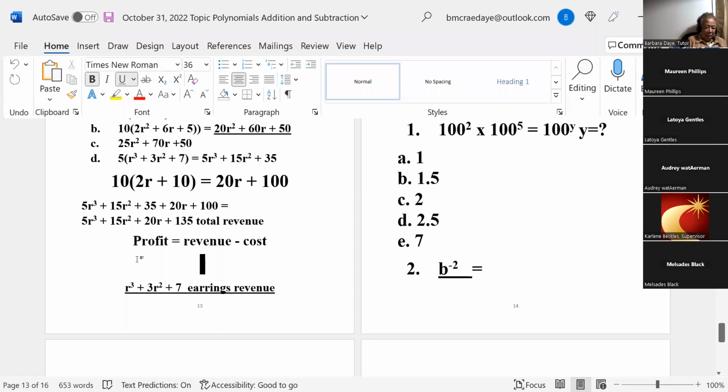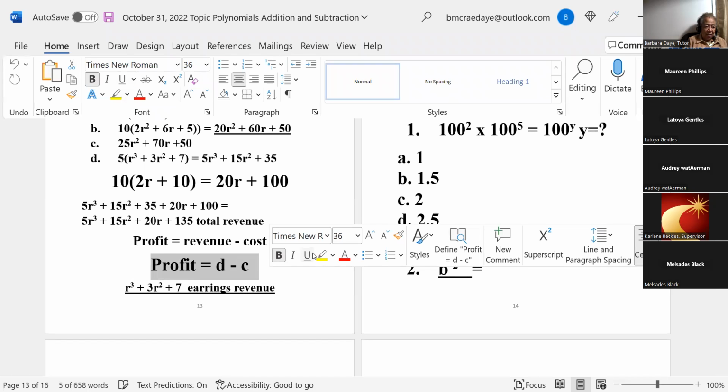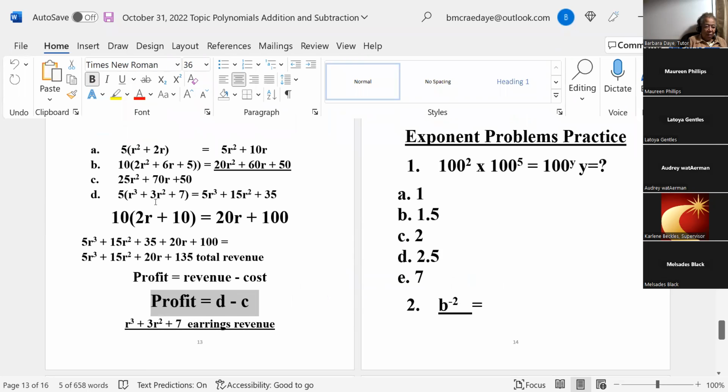I want you to calculate. Okay, because we already know the revenue. We've calculated it. Profit is equal to D minus C. So substitute your values of D and C that we have and calculate the profit. Okay, where are you now? Help me. What is D?